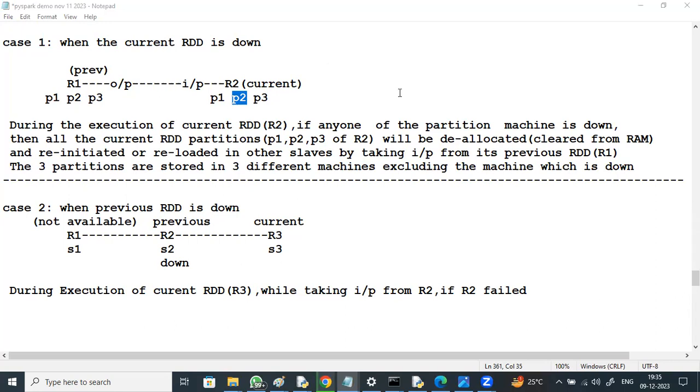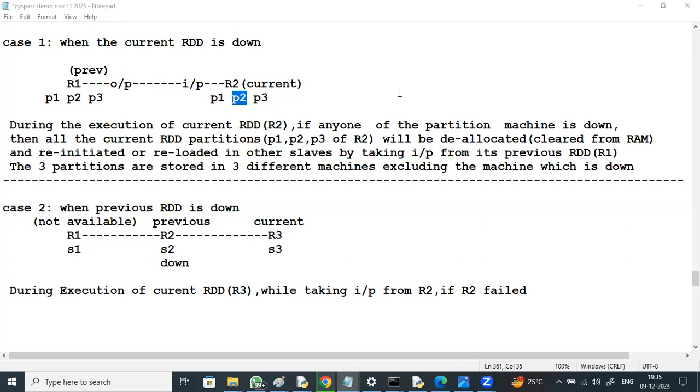Okay. Because it may be that the data we are getting from the P1 partition, P2 partition, from R2 to R3, you are getting what? R2 to R3, filter only the Hyderabad city. In R2, you have got 3 partitions. In R3, you got 2 partitions. Right? Understood, right?